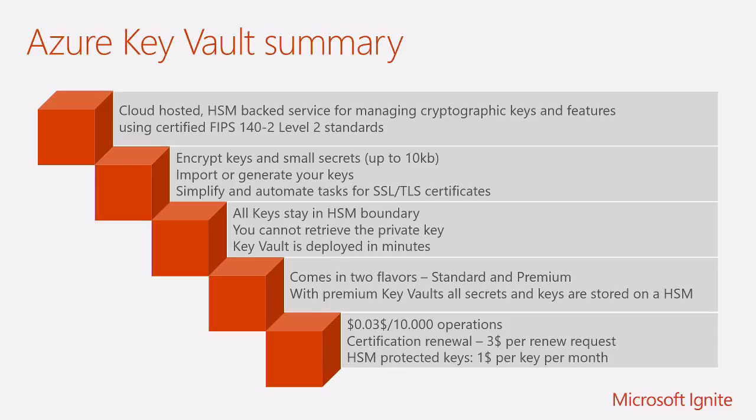All the keys stay within the boundary. If you create an asymmetric key, the private key stays in the Key Vault and you can't actually get it back once it's in there. You can back up and restore the keys, but once it's in there, it's stored in there forever, unless you delete it. Key Vault itself deploys in minutes, comes in 2 flavors, we talked about this, and the cost is quite low.